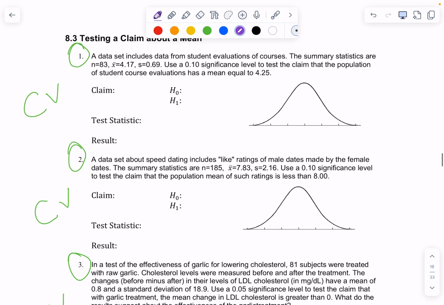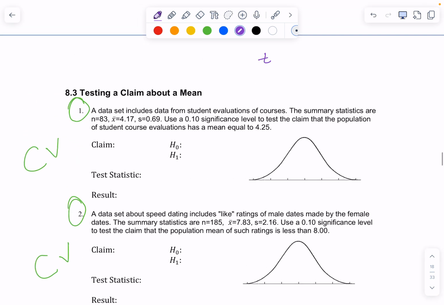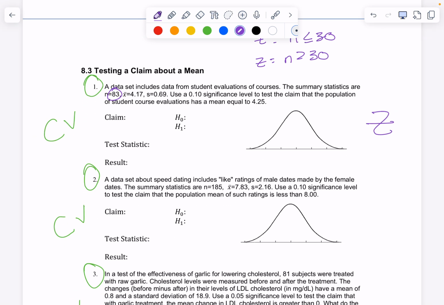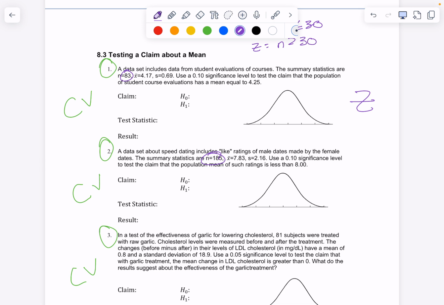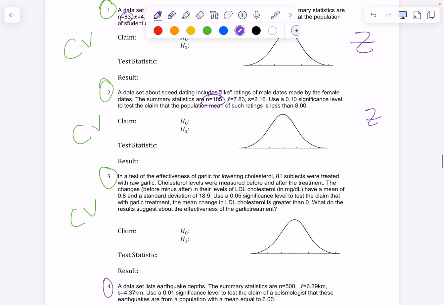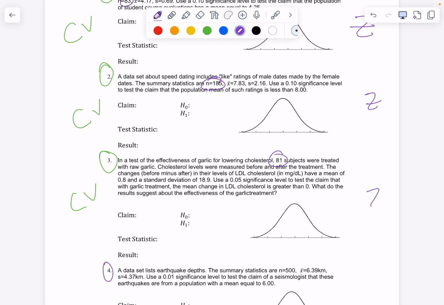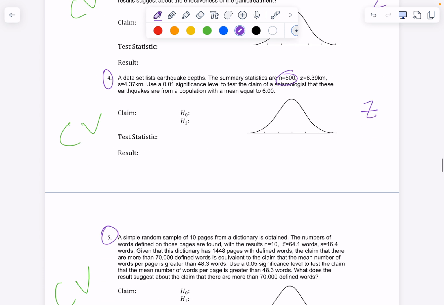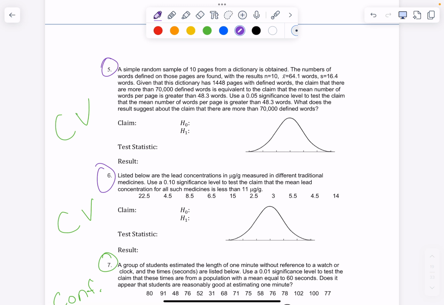On number 1, just so we're clear, you use the T chart when n is less than or equal to 30. You use the Z chart when n is greater than 30. So, are you using T or Z on number 1? You're using Z. Number 2, n is 185, you use the Z. Number 3, n is 81, you use the Z. Number 4, n is 500, you use the Z. Are we ever going to use T? Yes, on the backside. What is n for 5? 10. We use the T chart for number 5.